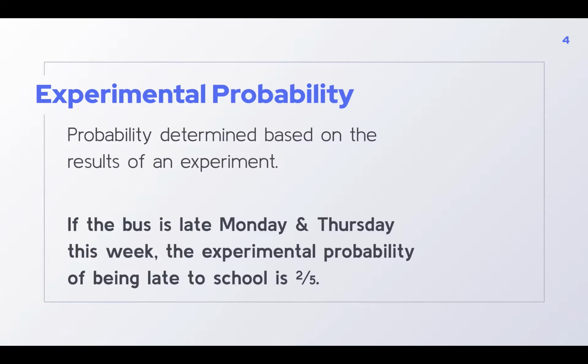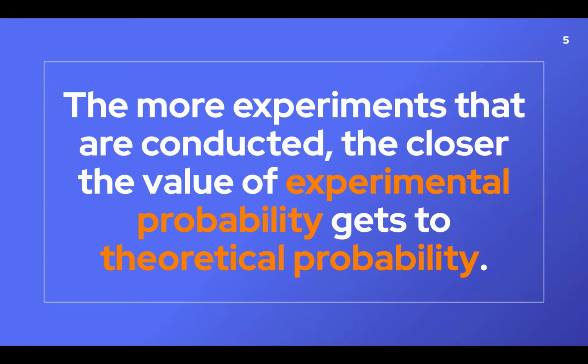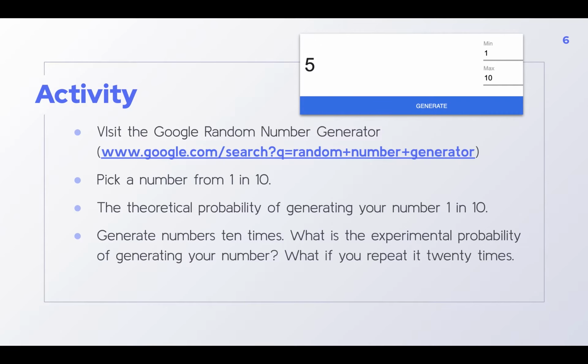So for example, if we're thinking about what's the odds of a TTC delay, if the bus is late on Monday and Thursday, then the experimental probability of being late is 40%, 2/5. And then the more experiments that are conducted, the closer it gets to theoretical probability. So if we were rolling the dice 100 times, it's probably going to come up with 6 something like 14, 15, 16, 17, 18 times, something close to the theoretical 1/6 probability.